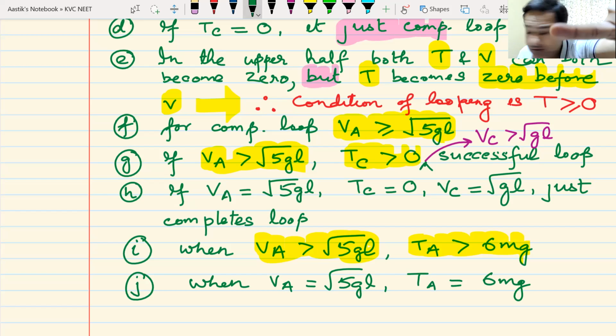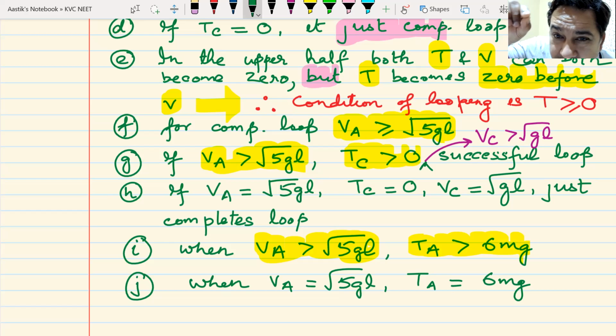One is root 2 GL, one is root 5 GL. Root 2, root 5. Less than root 2 GL, it remains in the lower half. Nothing said, nothing done. Exactly equal to root 2 GL, it reaches the middle point B, the diameter point B. Tension and speed both will become 0.